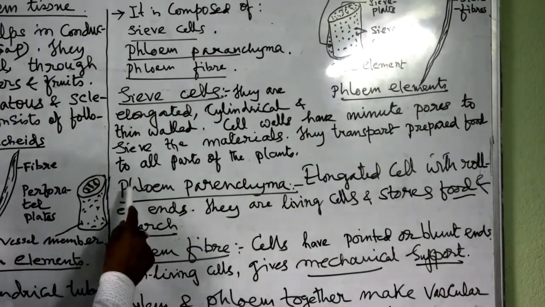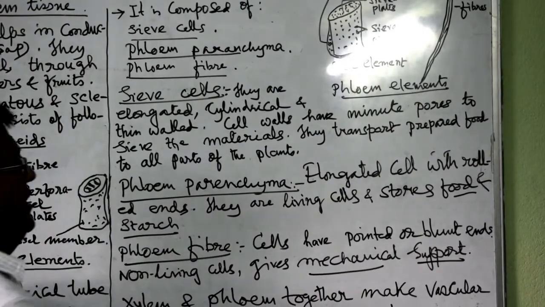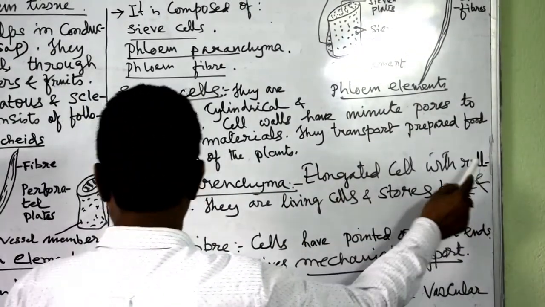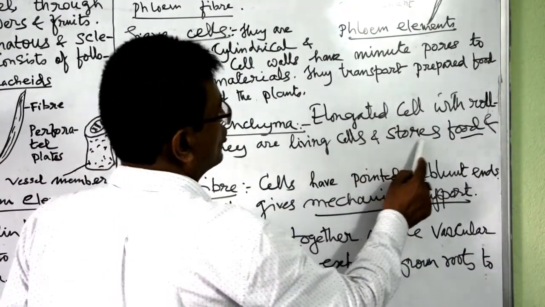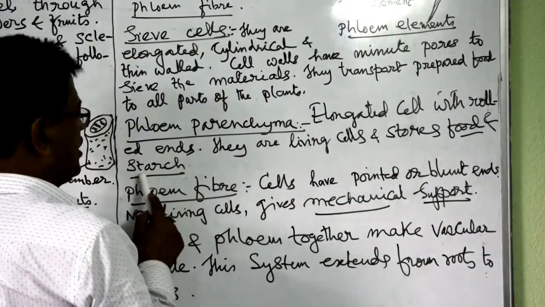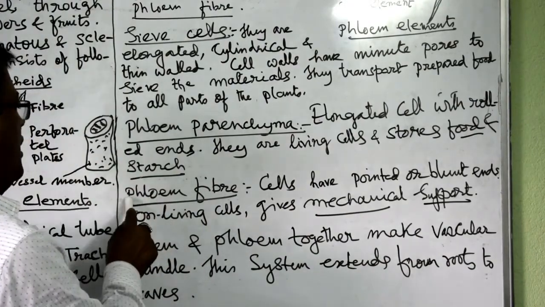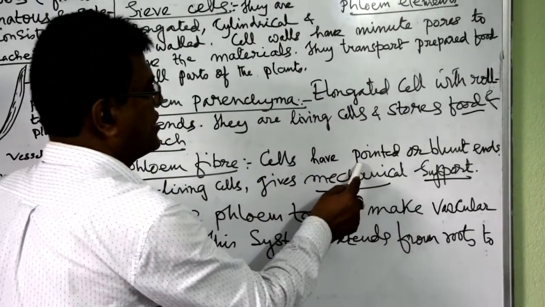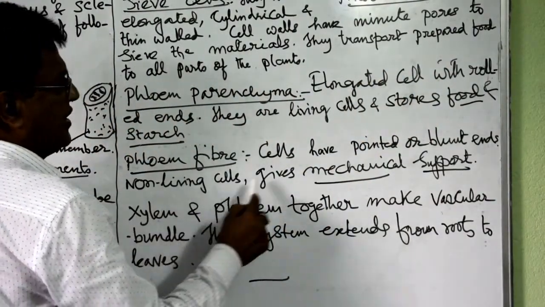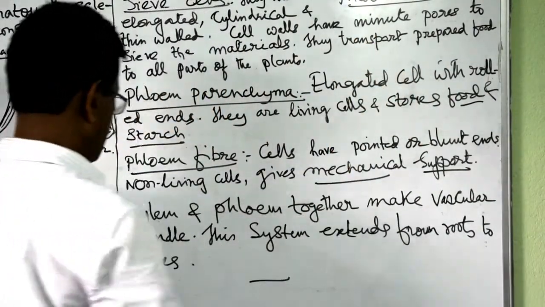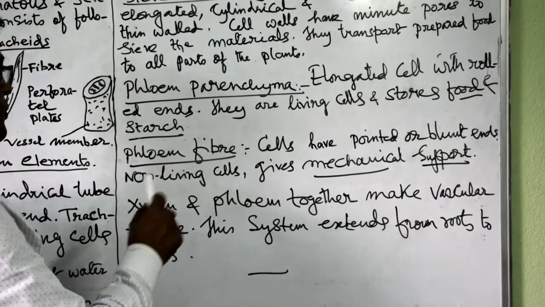Next is phloem parenchyma. They are elongated cells with rounded ends. They are living cells and store food and starch. Phloem fiber cells have pointed or blunt ends. They are non-living cells and give mechanical support.